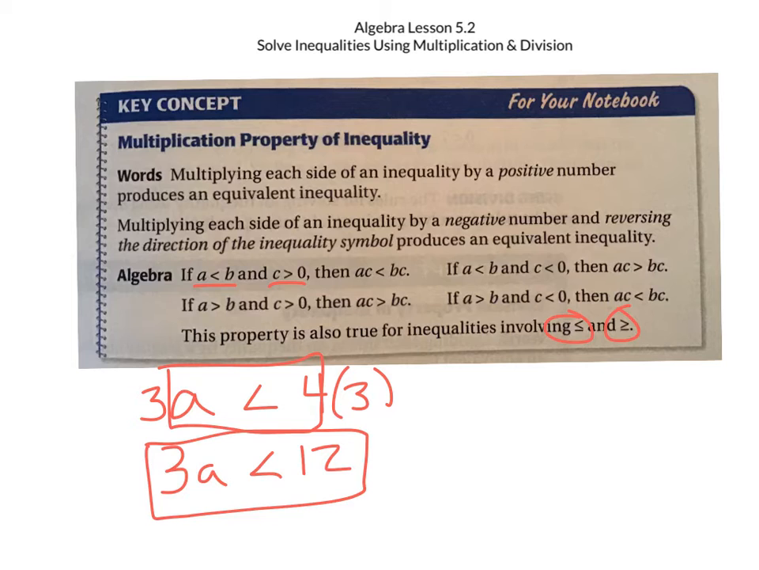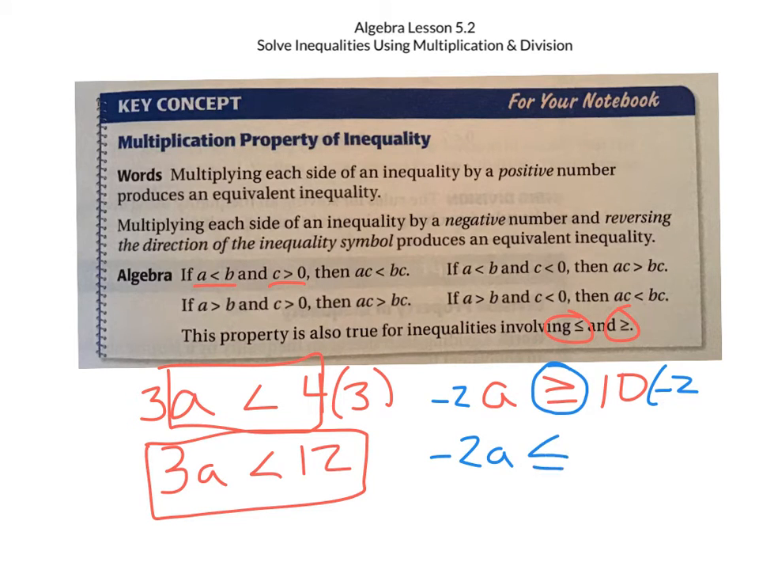The difference is if you're going to do it with a negative number, so let's just say a is greater than or equal to 10. If I take that and multiply both sides by -2, then I get -2a. You take the sign and flip it and have -20. So that is the only difference. If you're dealing with a negative, you flip the sign. If you're dealing with a positive, you leave it the same. All right, so let's do an example.